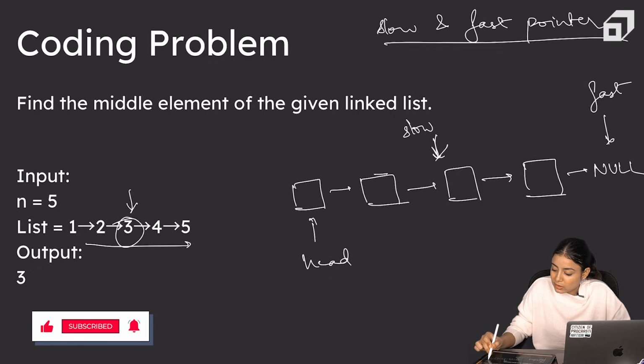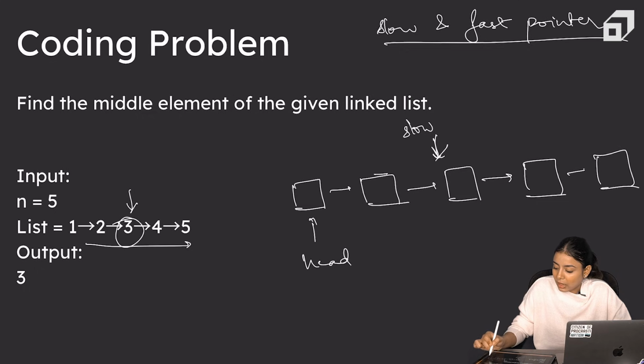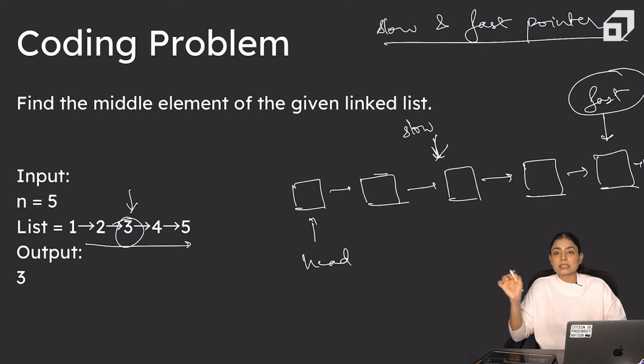So in even elements, when my fast pointer reaches null, that means my slow pointer would be at the middle element. And if we have an odd number of elements here, if we have another element here and this is pointing to null, so when fast reaches here on my last node, again my slow would be at the middle element. So I can say when the fast pointer reaches null or the last node, at that point my slow pointer would be at the middle node.